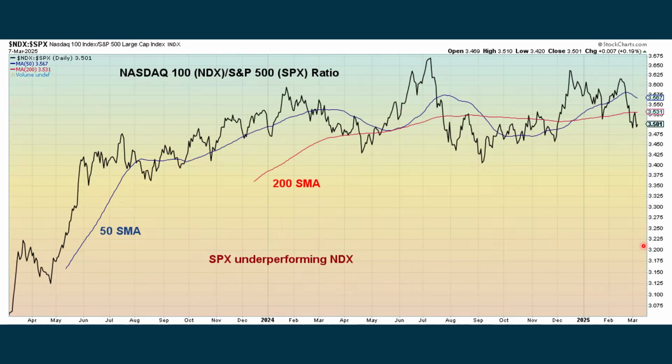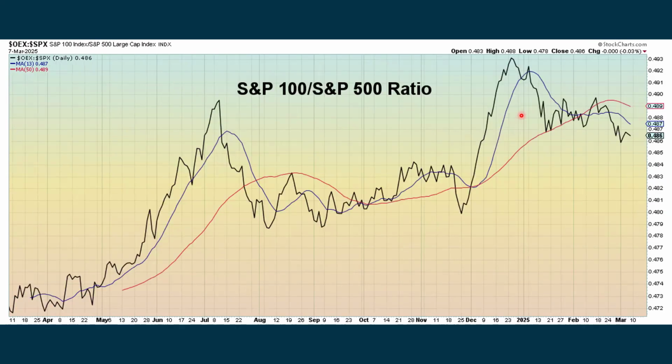And we look at the NASDAQ 100 and the S&P 500. The S&P has been holding up a little bit better, so we're showing this ratio actually going down. When the NASDAQ 100 is outperforming the S&P, that's when the market is more positive. And the NASDAQ 100 is now in a downtrend compared to the S&P 500, and this is a little bit of a concern to us.